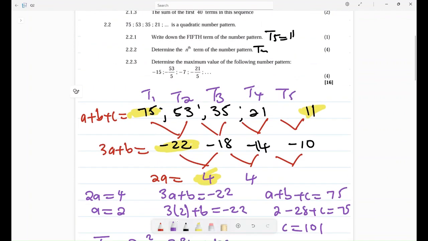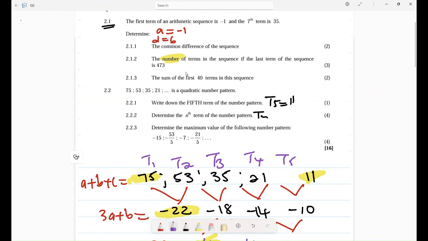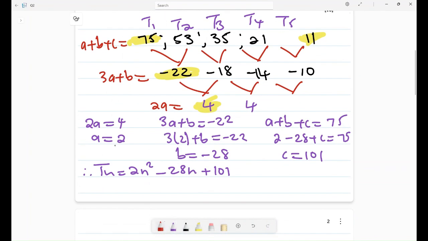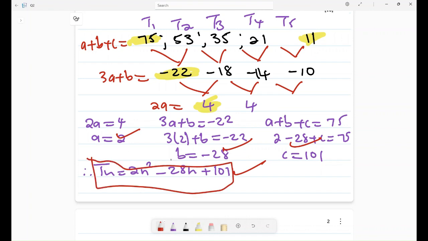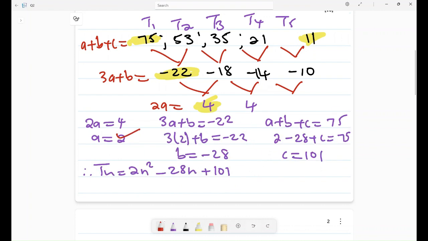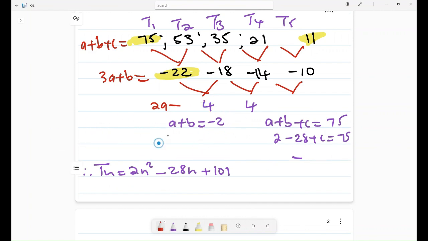I think it's 4 marks. Yes, 4 marks. So how do you allocate these 4 marks? A, B, C, then Tn. If you end here and do not conclude by saying this, you get 3 marks. I need this Tn probably for the next question.